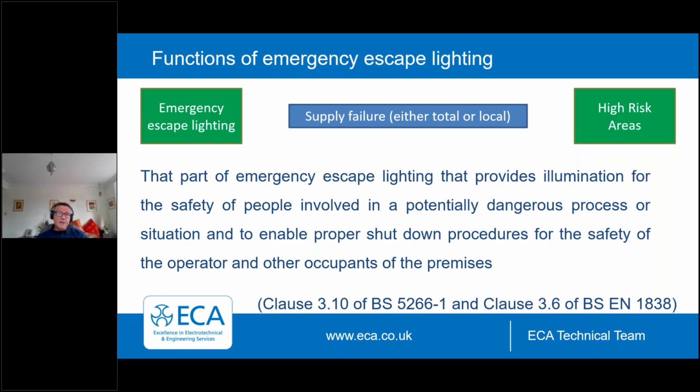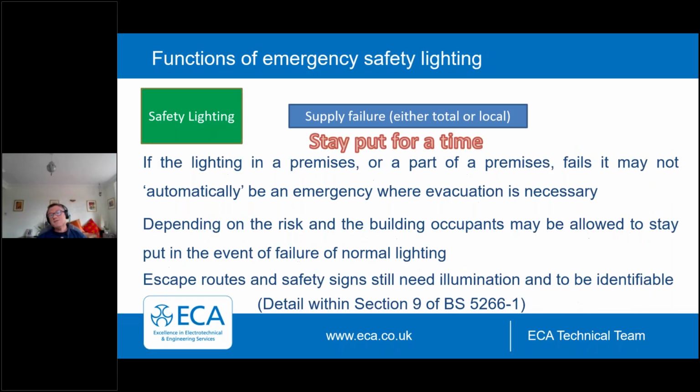So what about safety lighting? Well, this is where we're going to stay put for a while. If the lighting in a premises or part of a premises fails, it may not automatically be an emergency where evacuation is necessary. Depending on the risk and the building occupants, they may be allowed to stay put up to a certain point. And this, of course, is where the risk assessment comes into play. And we'll be looking at that a little bit later on. There are many, many factors to consider.